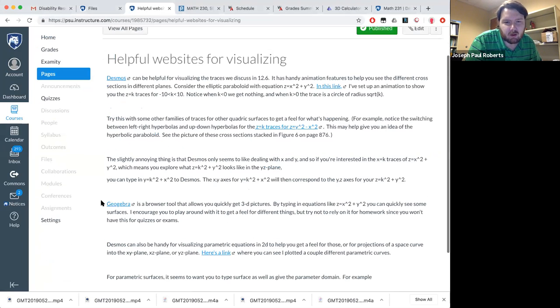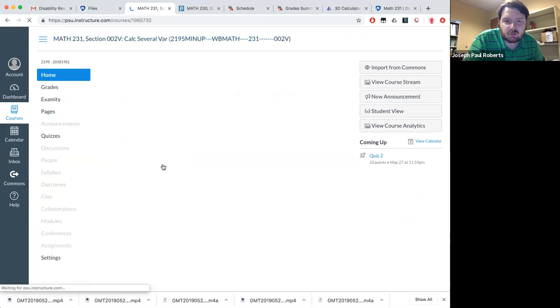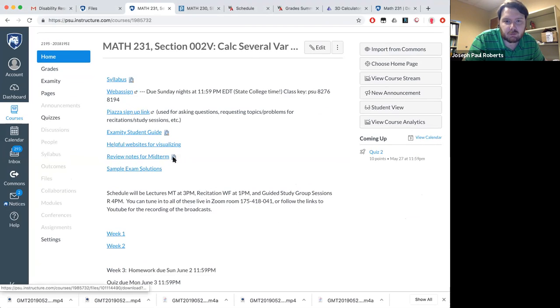So there's a couple. I really like GeoGebra. That's what we'll take a look at today. And it'll help you to visualize some of these things in 3D that we're going to be talking about. I think actually maybe Dom showed you a little bit about this last week too, but here's just some information that I posted here. And then in addition, I posted some review notes for the midterm.